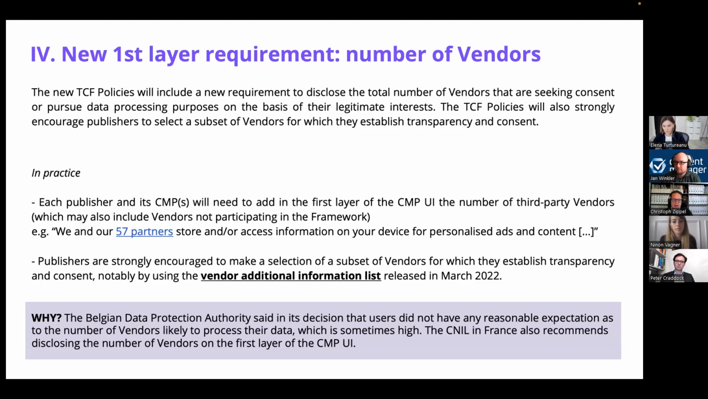Why did we add this? Actually, the Belgian Data Protection Authority says that a user does not really have an expectation or does not really know how many vendors or how many third parties are likely to process their data when they consent or when they use a website. And this can sometimes be a very high number. So this number is added to give an impression here. And also the CNIL recommends disclosing this as well. And so this is why we added this requirement, which will be very prominent as it's on the first layer, but I think can easily fit into the UI of a first layer. So next slide, please.